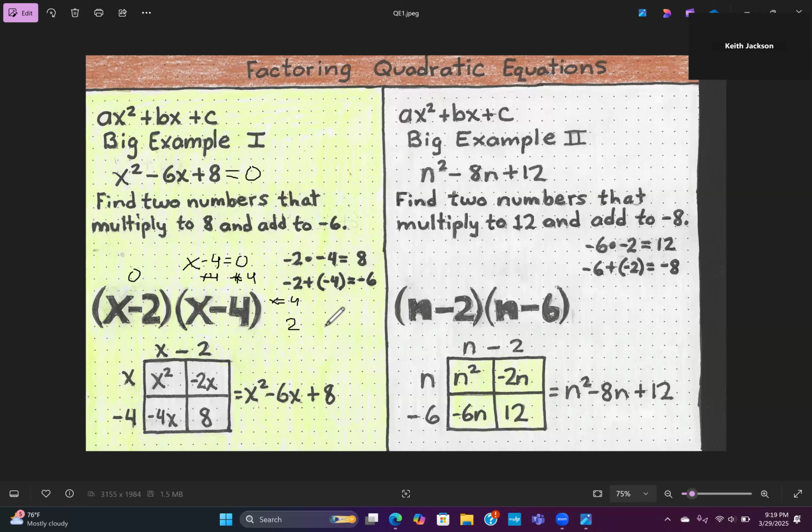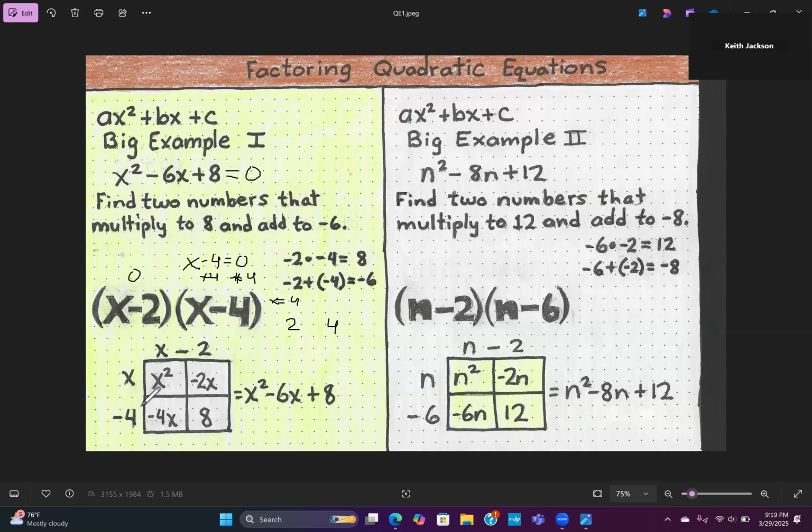We can also test to see if these two factors work. This factor right here times this factor, will it give us x squared minus 6x plus 8? And so let's put x minus 2 up top and x minus 4 along the side, and let's multiply everything to see if it will give us this quadratic equation again.